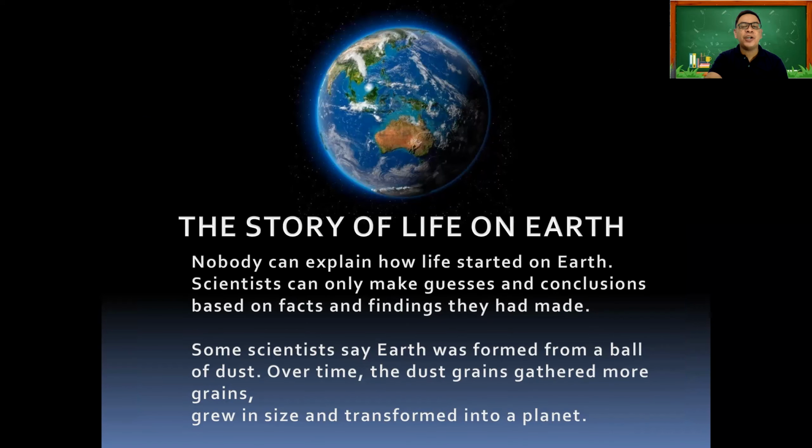Now let's have the story of life on Earth. It says nobody can explain how life started on Earth. Scientists can only make guesses and conclusions based on facts and findings they had made. Some scientists say Earth was formed from a ball of dust. Over time, the dust grains gathered more grains, grew in size, and transformed into a planet.